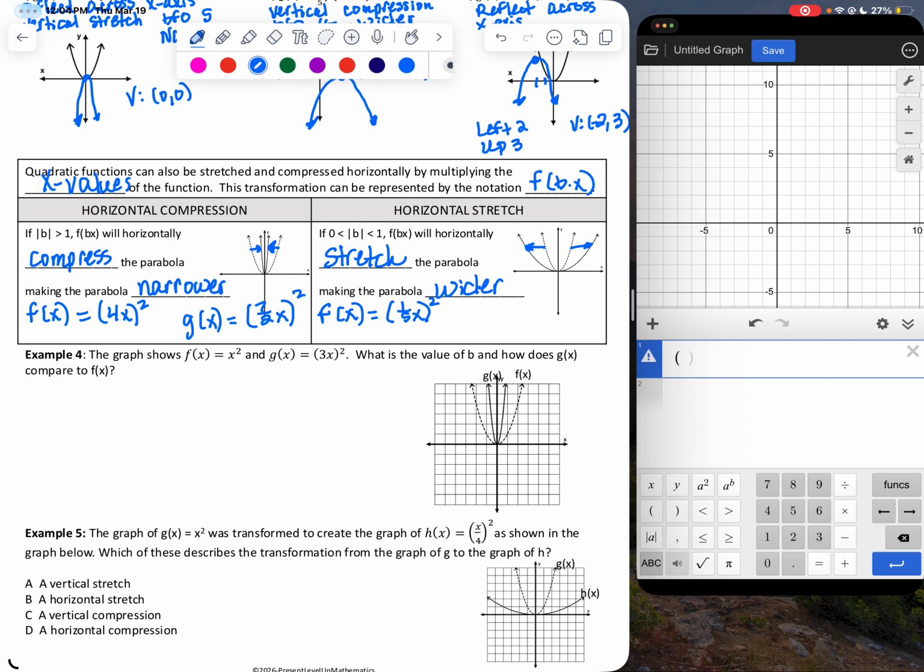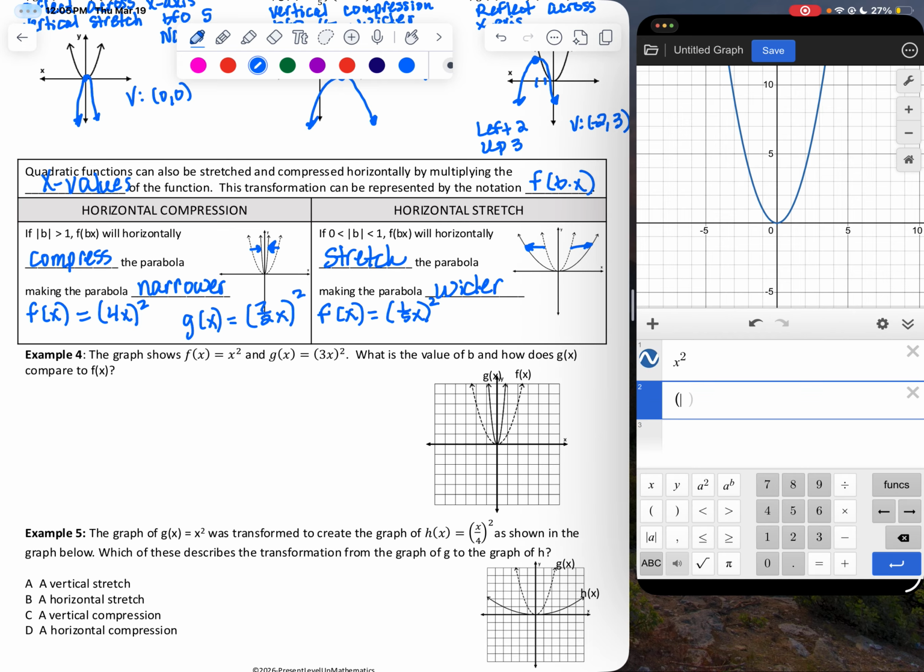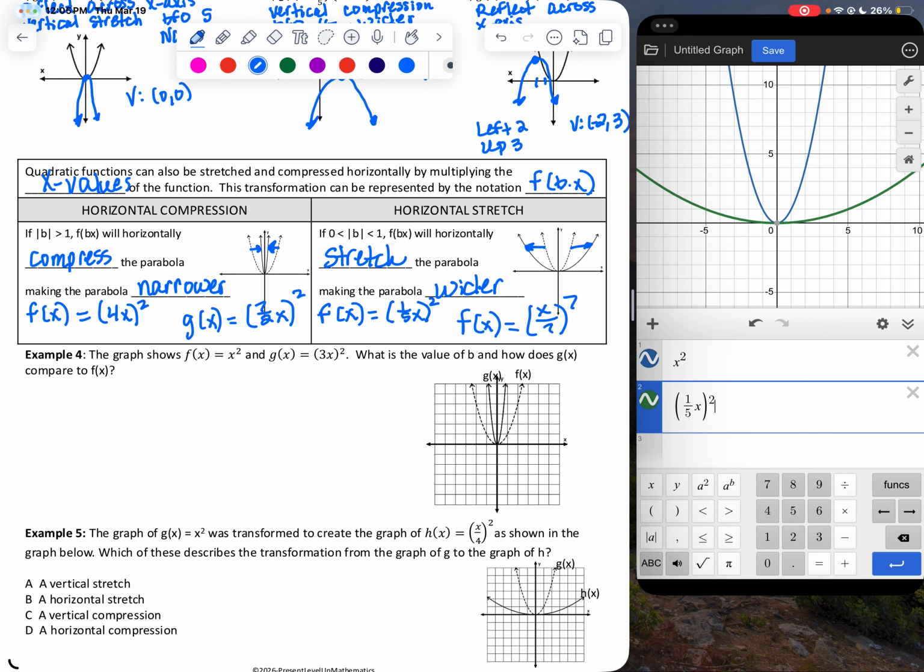First of all, let me put our parent function here. Here's our parent function. All right, let's talk about if we had (1 over 5 x) squared. So your x values stretch, and the parabola would become wider. If you had something like this, f of x equals x over 7, that's the same thing as 1/7 x. So I'll show you how you would type that in.